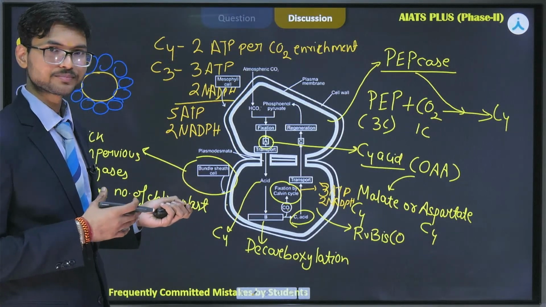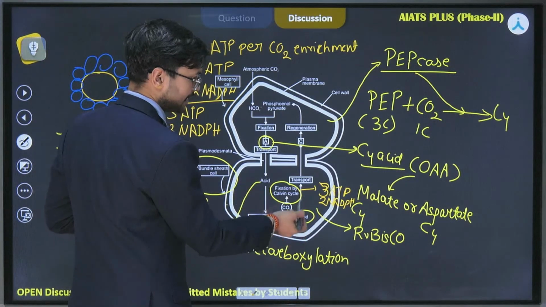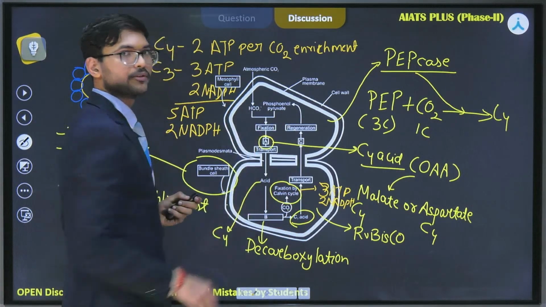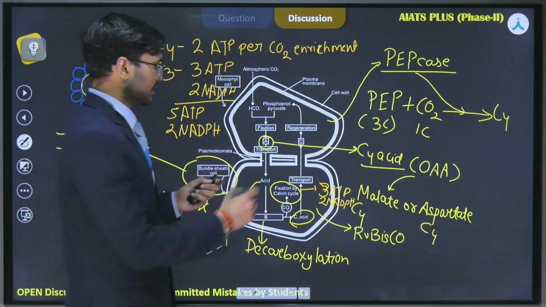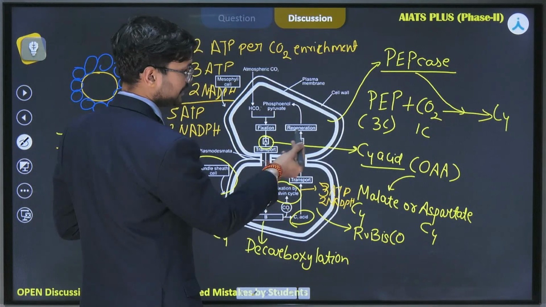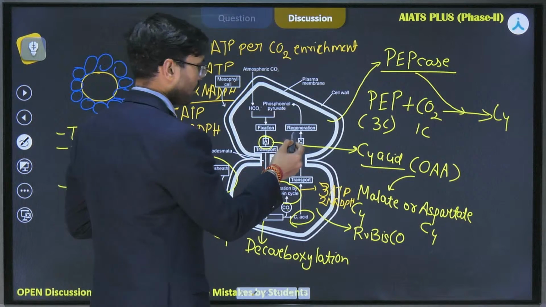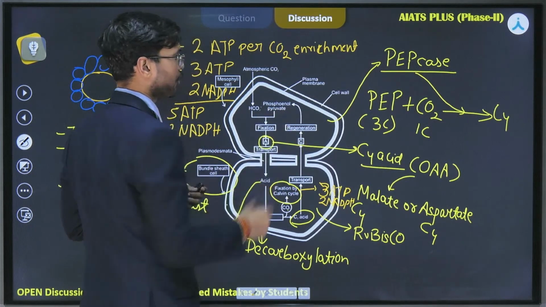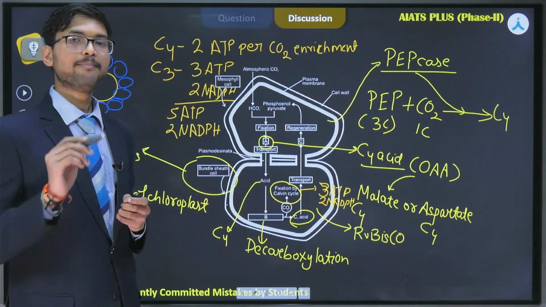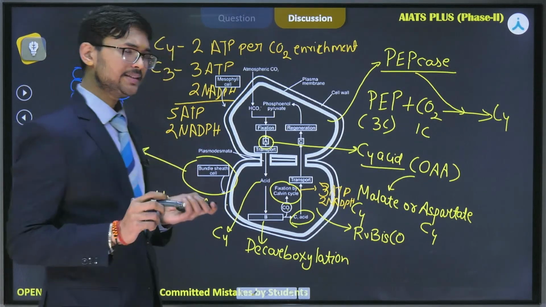Is that clear? So after the C3 acid is formed here, it will be transported again into the mesophyll cell, and the C3 acid will regenerate into phosphoenol pyruvate in the presence of PEP synthetase. Okay, so let us see the question.